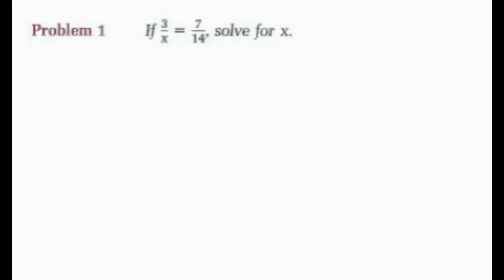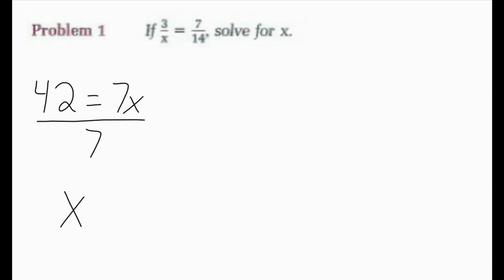Now looking at our sample problems, we have problem 1. If 3 over x equals 7 over 14, solve for x. So here we have a proportion, so we can use our means extremes product theorem, which tells us we can multiply the means and then the extremes. So 3 times 14 would give me 42. 7 times x would give me 7x. I'll divide everything by 7. 42 divided by 7 is 6, so x is 6.